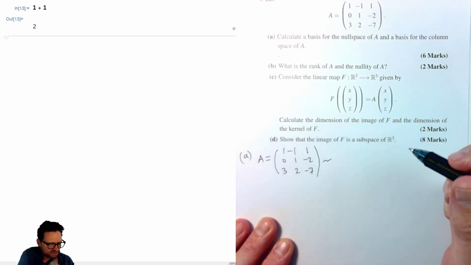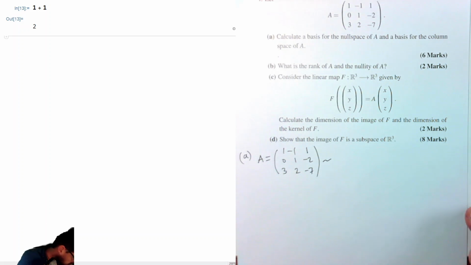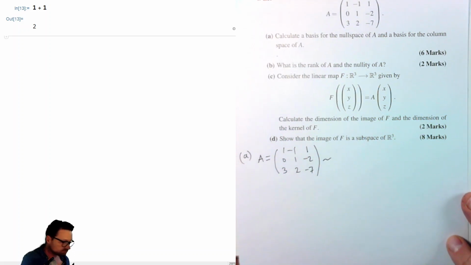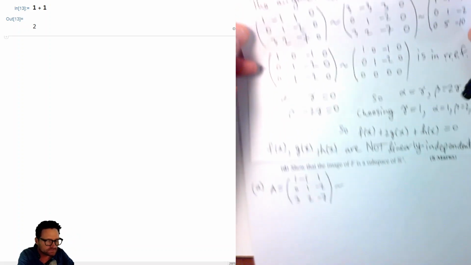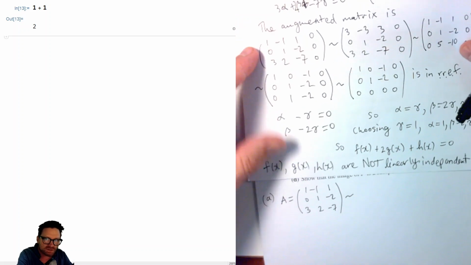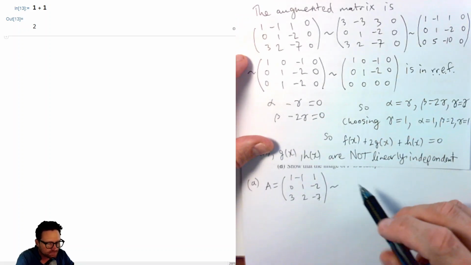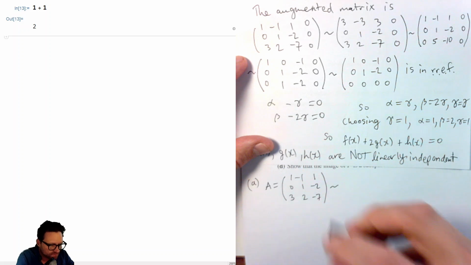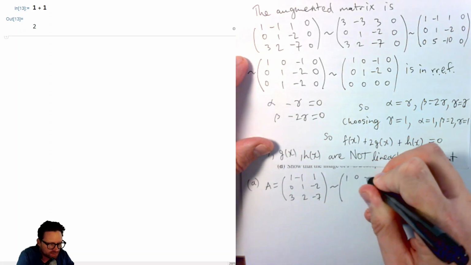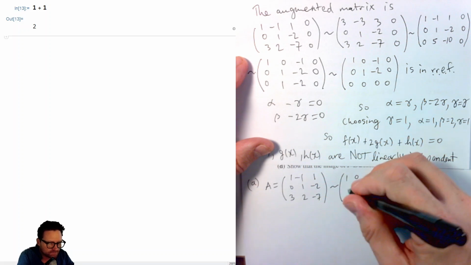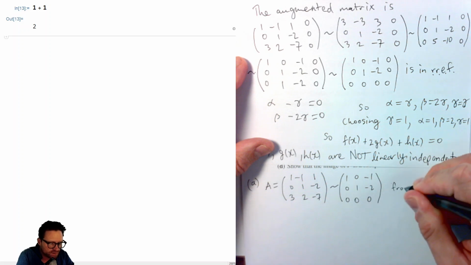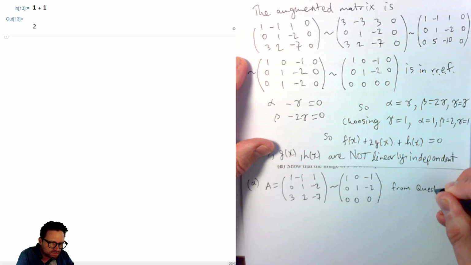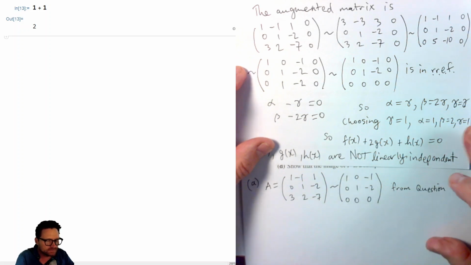Hang on, did I just do this in the last question? Is this the same one? Let's check. Yeah, it is. So we've already got this. Okay. So we have the row reduced echelon form here. And we'll just say from question 3.